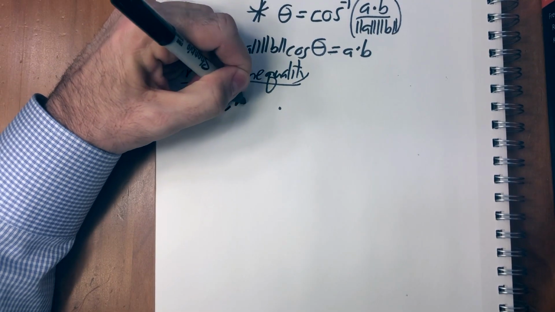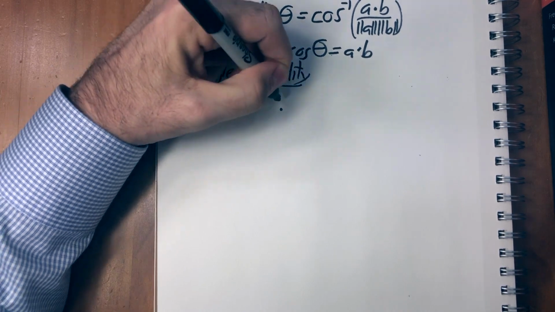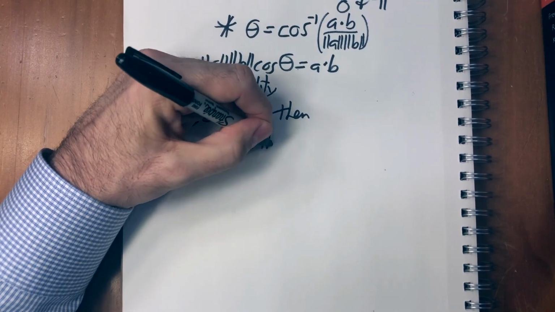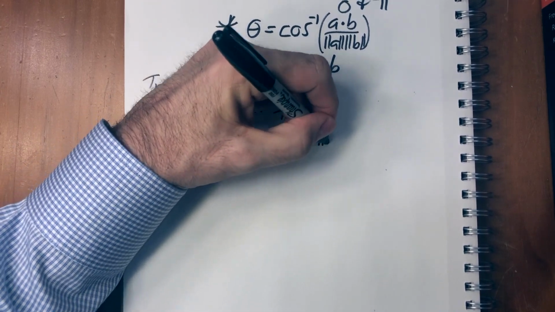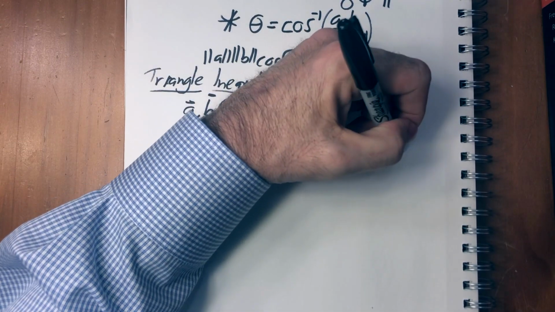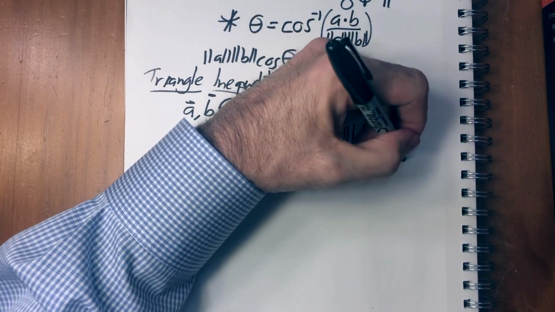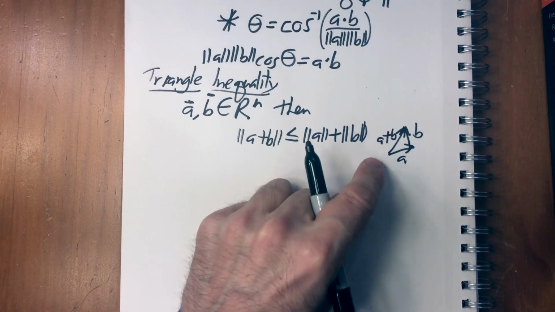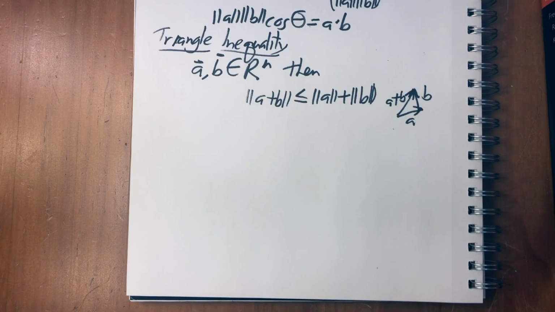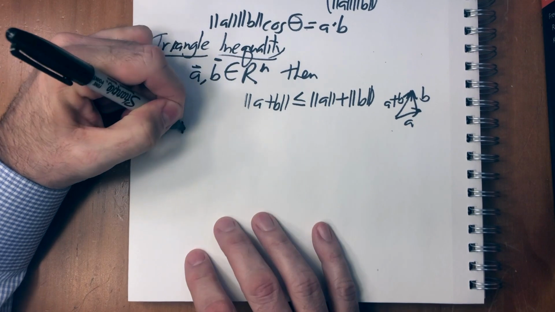The triangle inequality says that if we have a and b are elements of Rn, then the length of a plus b is less than or equal to the length of a plus the length of b. This is just a fact about geometry that we've known forever, right? That if we have a here and b here, the length of one plus the other is always going to be longer than the hypotenuse. Okay, but to prove it, start with another equality.